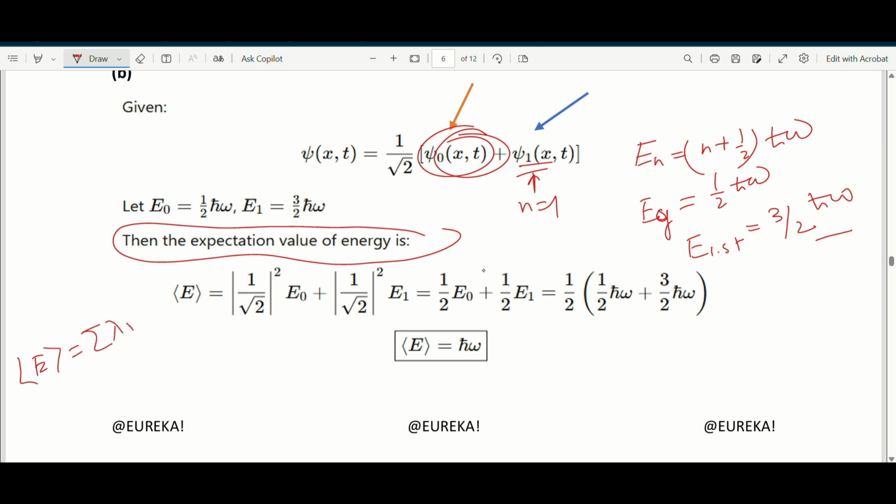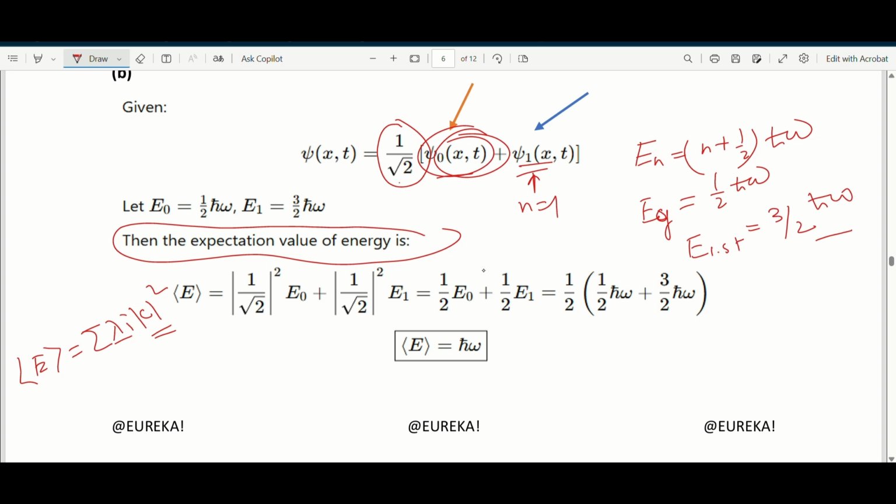the summation of lambda i times mod c squared. Here c is the coefficient of the wave function, so mod c squared is the probability, and lambda is the eigenvalue of the corresponding state. So lambda i means the corresponding state. There are two states, ground state and first excited state, so lambda 0 and lambda 1.